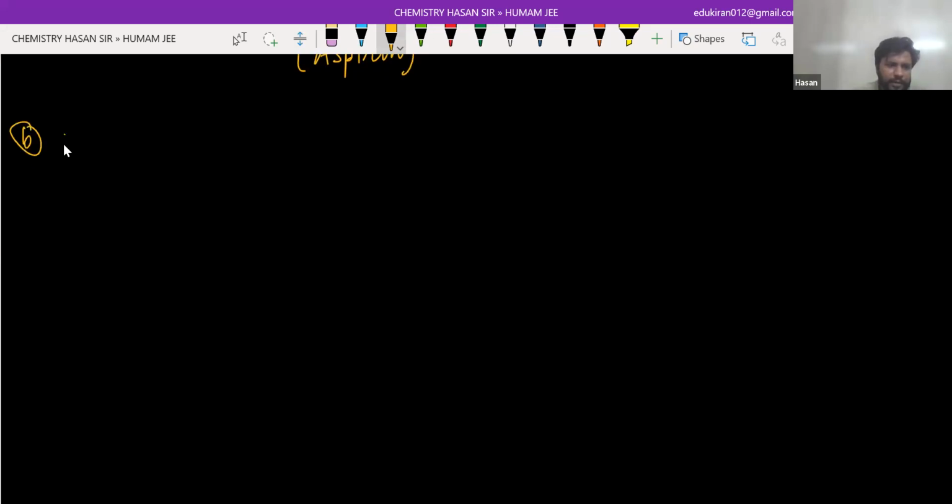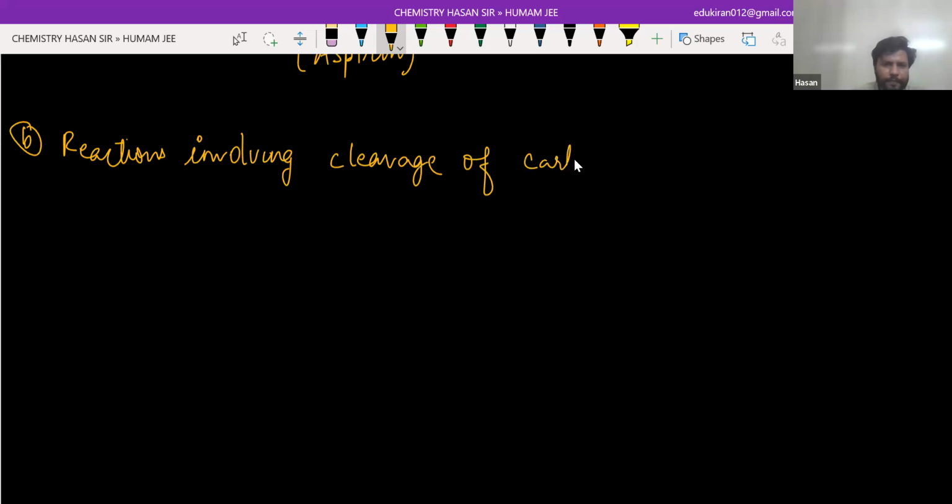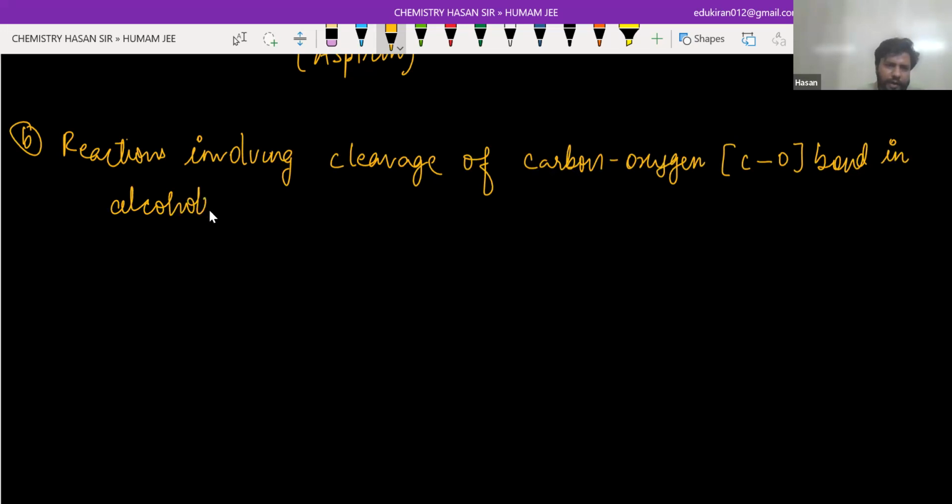The chemical reaction due to cleavage of OH bond is completed. Now we have reactions involving cleavage of carbon oxygen, that means CO bond in alcohols, CO bond in alcohols.